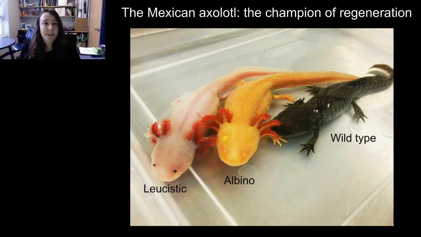The animal that I'll be talking to you about today is the Mexican axolotl, which us axolotl researchers like to refer to as the champion of regeneration. Might be a little self-indulgent, but these are really amazing animal models.